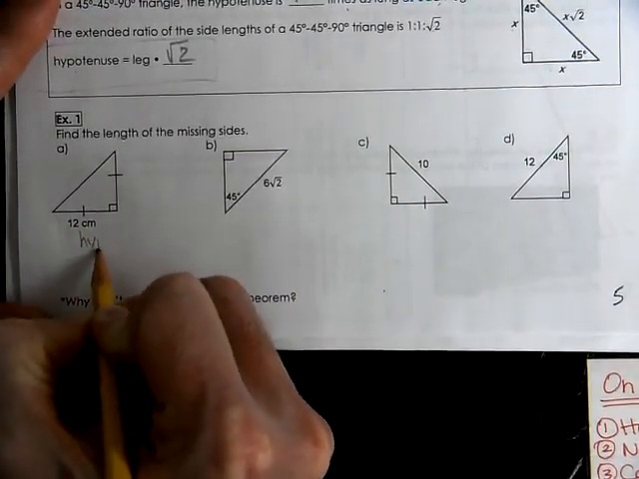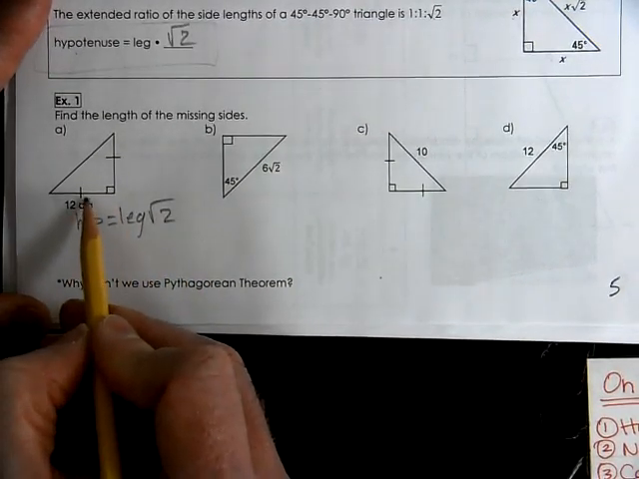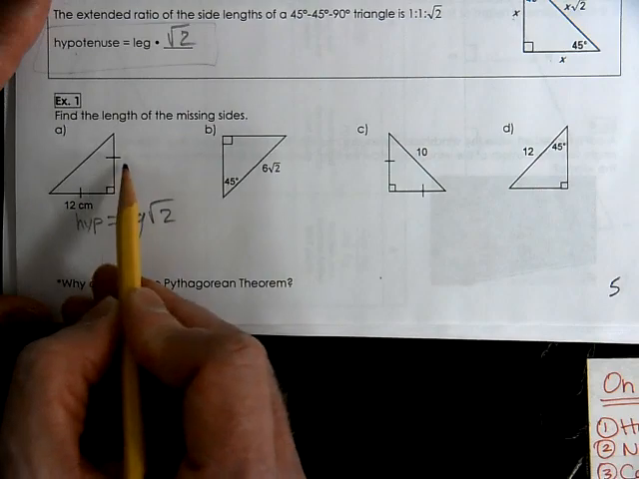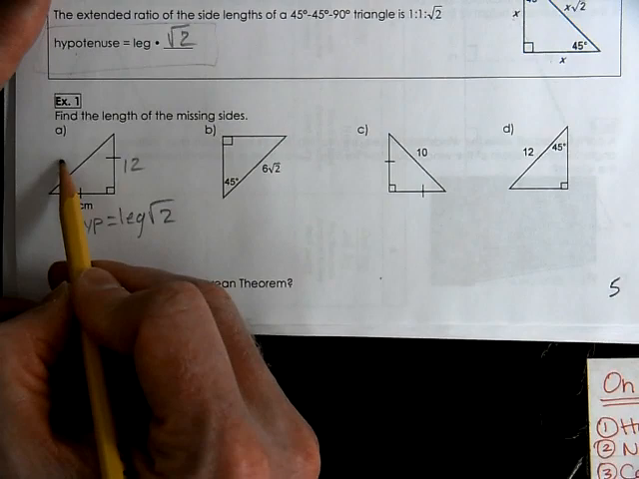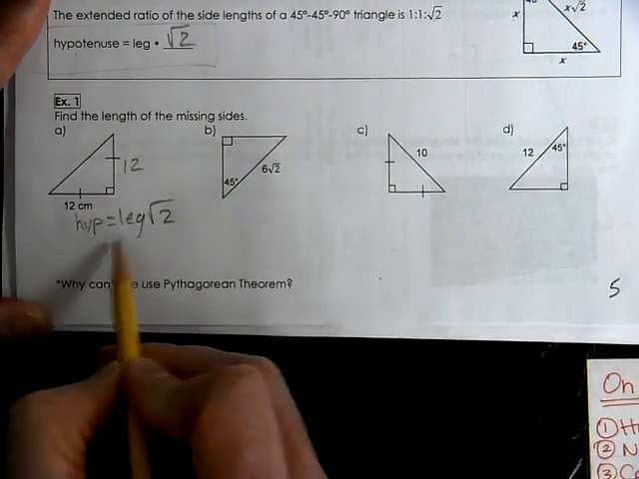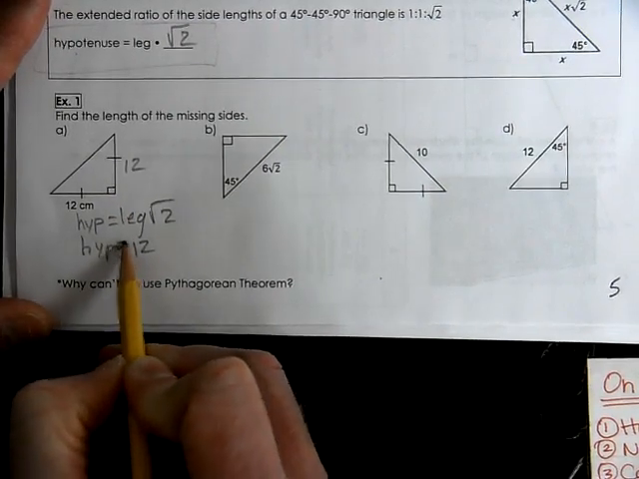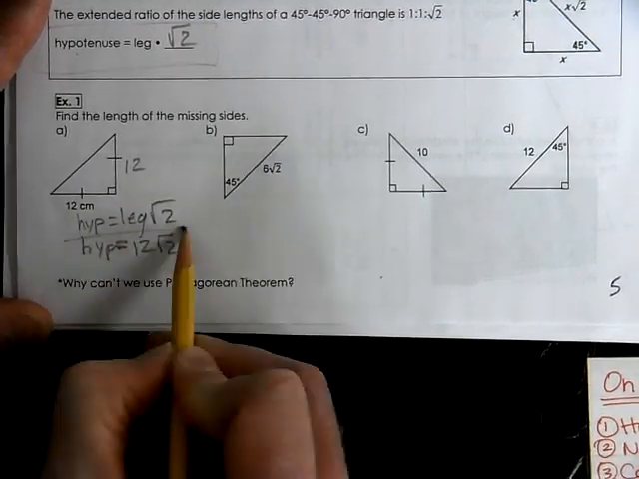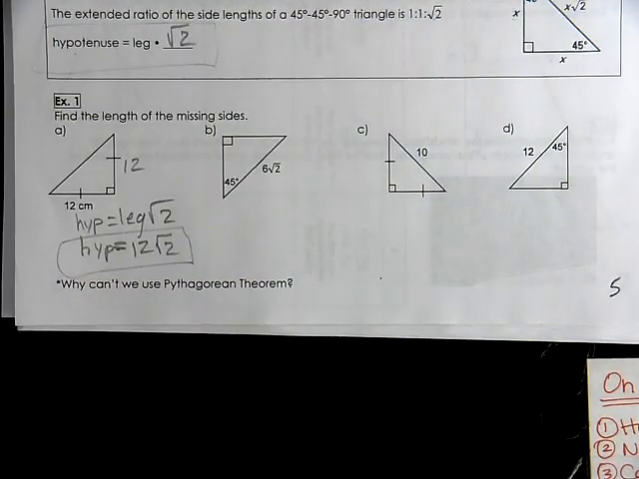If you focus on the hypotenuse equals the leg times root 2, this is your leg. You know it's going to be the same as this one. Here's your hypotenuse. The hypotenuse is the leg, which is 12, times root 2. And you get 12 root 2. It's almost like you didn't show any work. But you wrote a formula down. Be sure to write the formula.